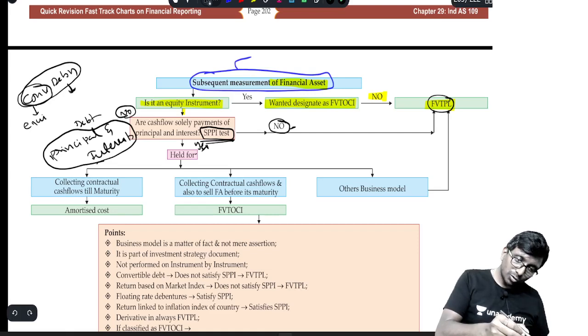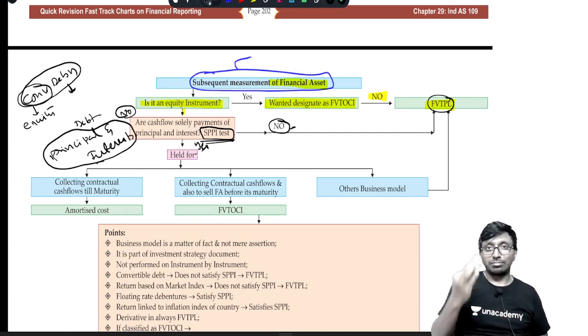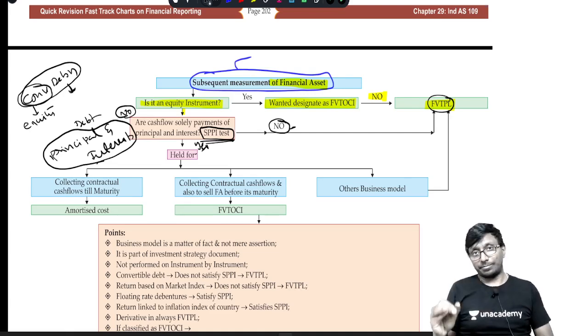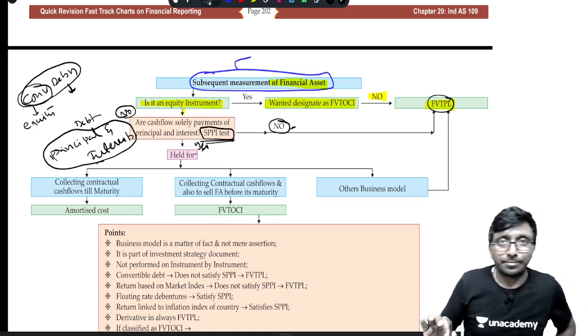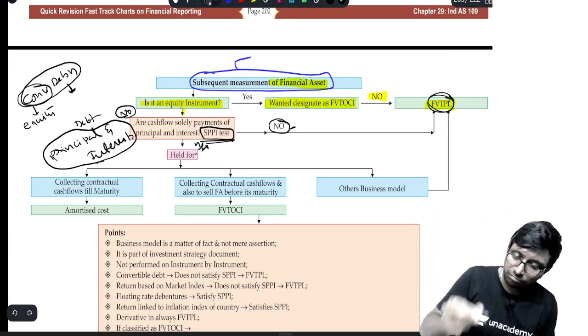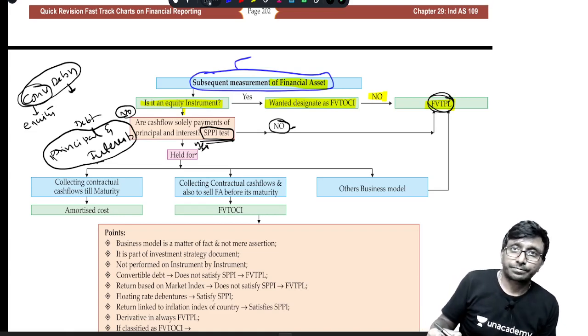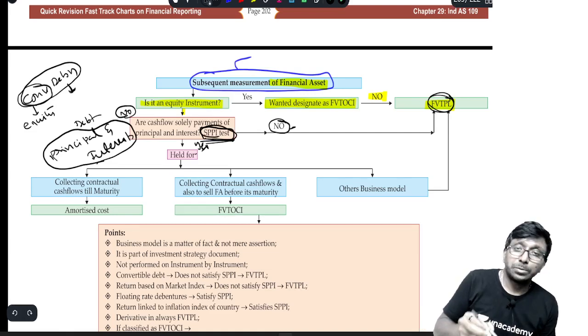the equity returns also. That's why the cash flows are not merely pure debt. It has some other element in it. Under that circumstance, it is FVTPL. Done. Next.